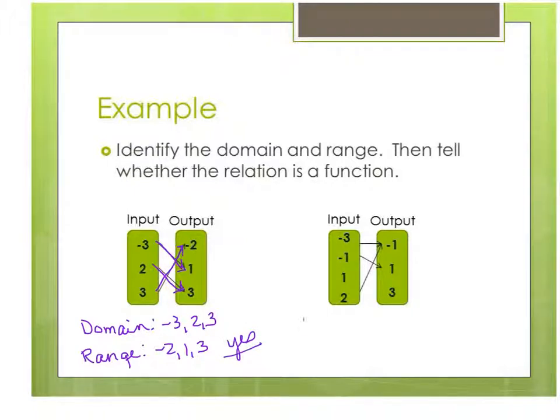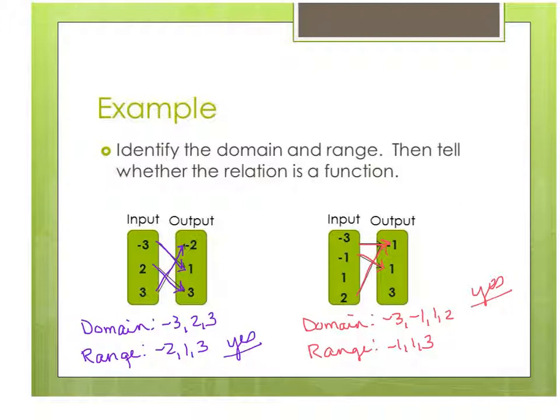Now looking at the other ones, we can still do domain and range the same way. So domain is your input. And typically you do these in alphabetical order. So they're listed in alphabetical order for us, which is nice. -1, 1, and 3. So there's my domain and range. Is this a function? So every time I put in -3, do I get 1? Right? Every time I put in -1, do I get 1? Every time I put in 2, do I get -1? As is, this is a function.